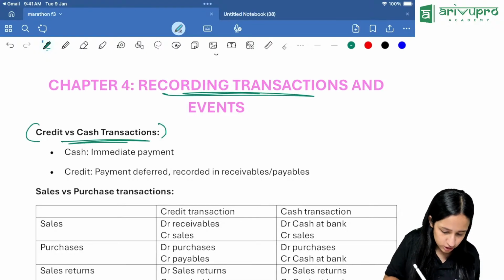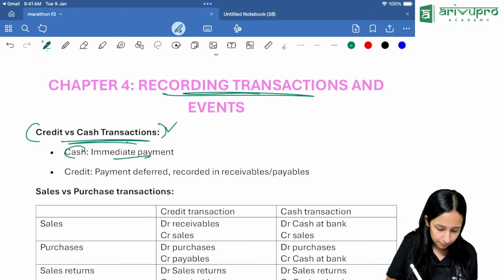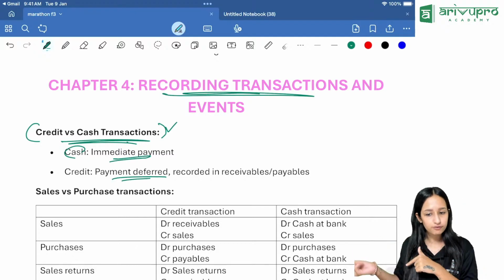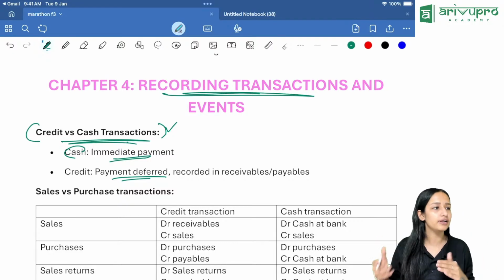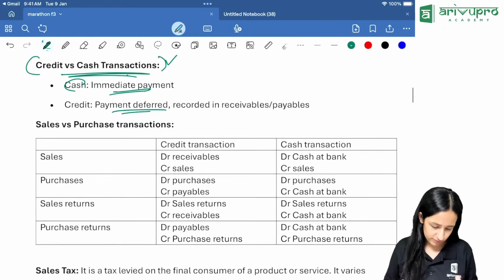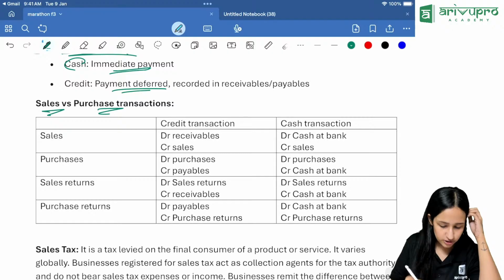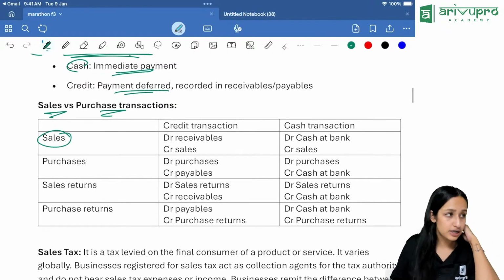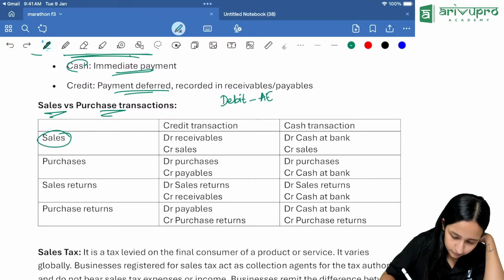Okay. Now, credit versus cash transactions. You know what is credit versus cash transactions, right? Cash is immediate payment, credit is payment is deferred. You will eventually have to pay, but a little later. Okay, you have the right to defer, delay your payment as much as you can according to the supplier's wish, obviously. So these are the small journal entries that we need to remember whenever we're looking at sales versus purchase transactions. For example, if it is a sales transaction we're looking at, okay, let me teach you through that: debit AE and credit LIC rule.